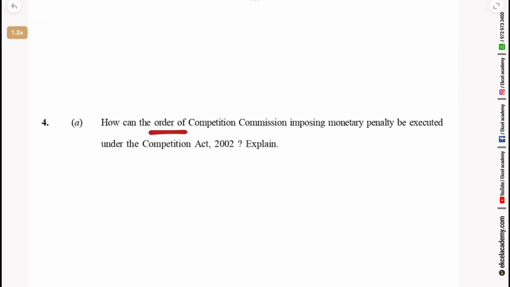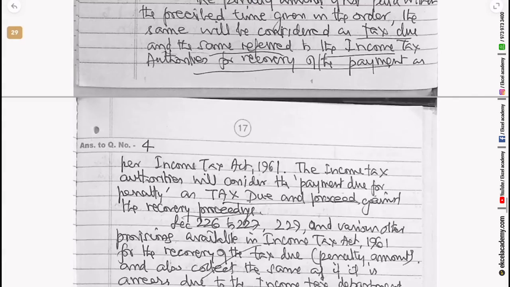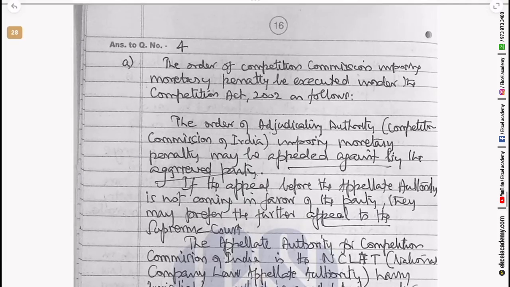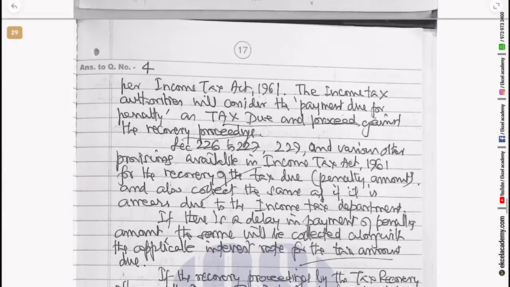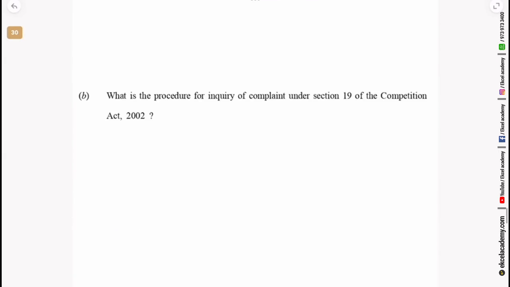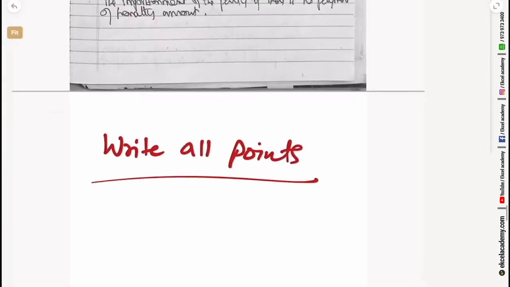How can the order of the Competition Commission imposing a monetary penalty be executed? So it's all about execution, how it can be done. Again, a paragraph answer, and here you have a lot of quality and quantity. It is well written, so you're getting 3 out of 4. So when you know the answer very well, write all points, because when you know it, you have to show them that you know it.